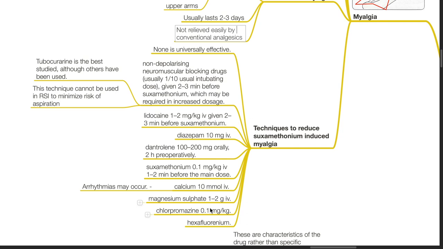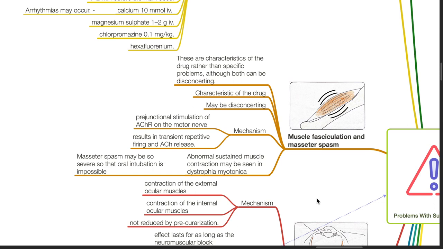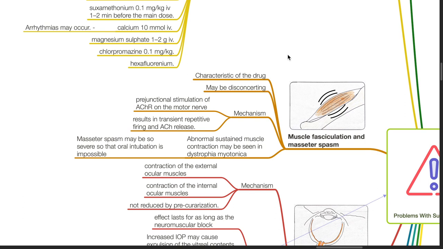Muscle fasciculation and masseter spasm. The mechanism includes prejunctional stimulation of the acetylcholine receptor on the motor nerve and results in transient repetitive firing and acetylcholine release. Abnormal sustained muscle contraction may be seen in patients with dystrophia myotonica, and masseter spasm may be so severe that oral intubation is impossible.